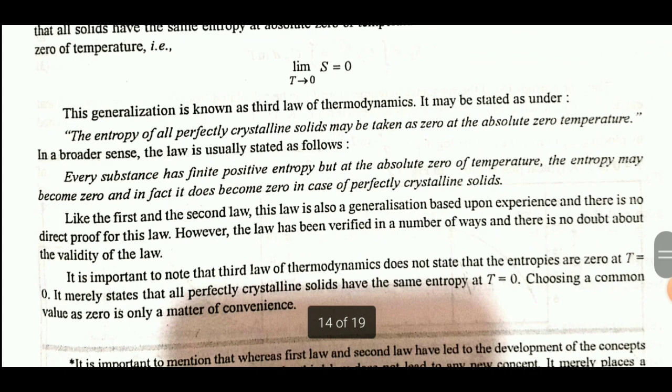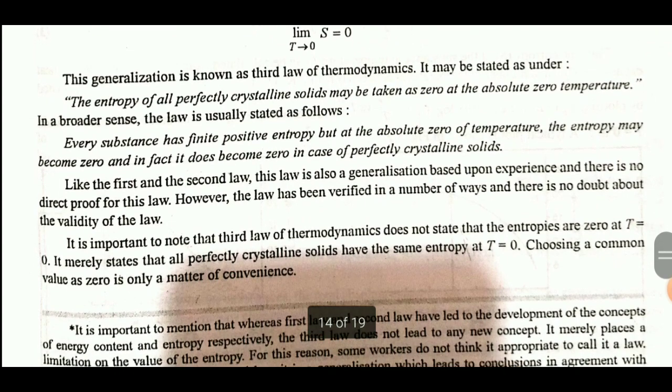This generalization is known as the third law of thermodynamics. It may be stated as under: the entropy of all perfectly crystalline solids may be taken as 0 at the absolute 0 temperature. In a broader sense, the law is usually stated as follows: every substance has finite positive entropy, but at the absolute 0 of temperature, the entropy may become 0, and in fact, it does become 0 in the case of a perfectly crystalline solid.